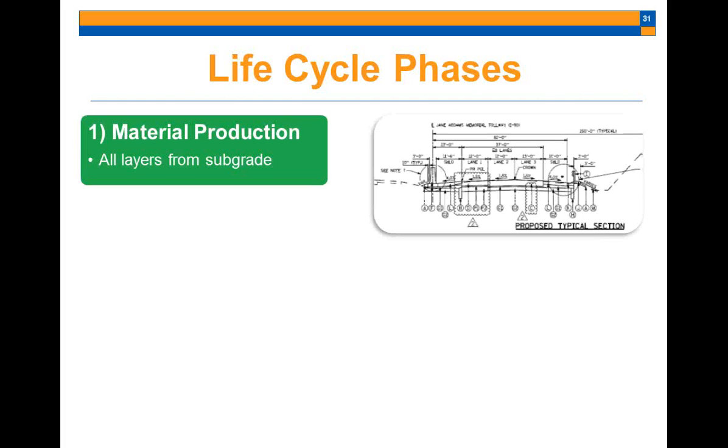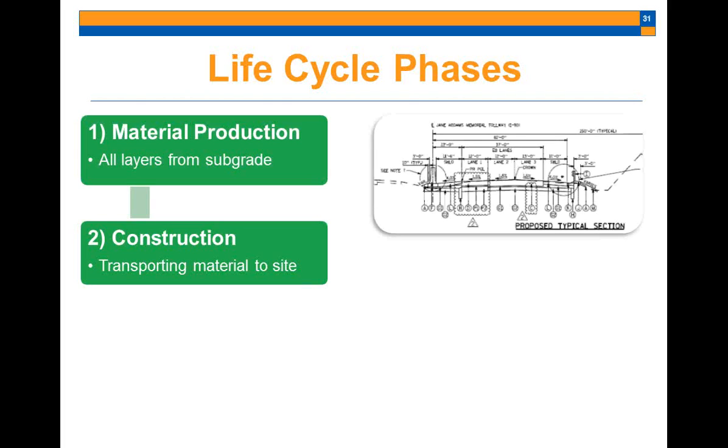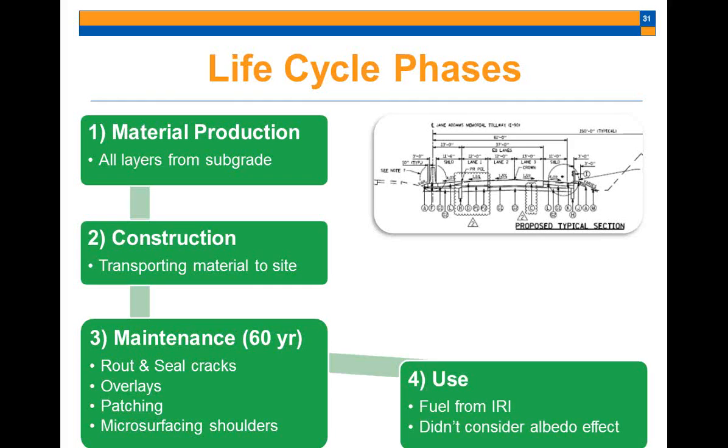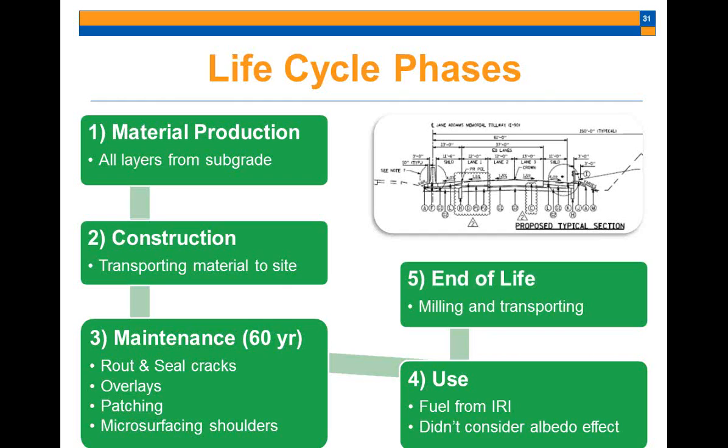Going through the life cycle phases, the first is the material production, and again, all layers above the subgrade were considered. We have construction, which includes transportation of the materials to the site, as well as constructing the road itself. Maintenance: a 60-year maintenance schedule was used, so it includes regular intervals of routing and sealing cracks, overlays, patching, resurfacing. For the use phase, we considered just IRI and extra fuel consumption from that roughness. And finally, end of life: we considered just milling and transporting the pavement, and we assumed that it would be used as recycled asphalt pavement.